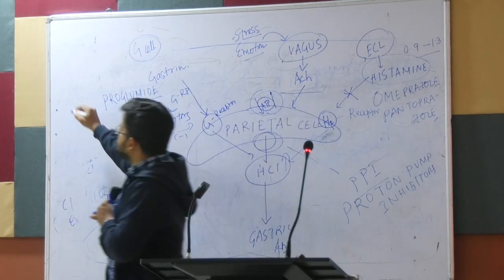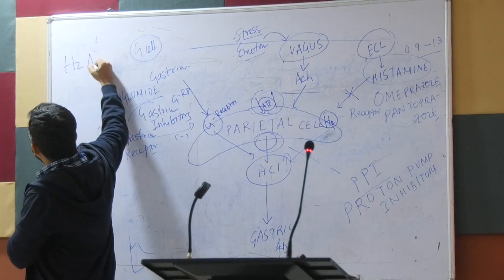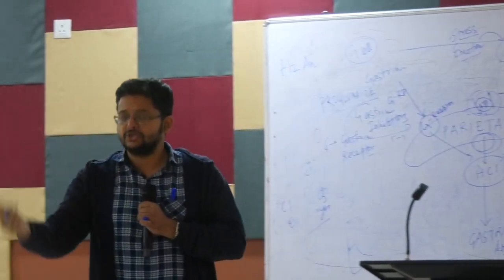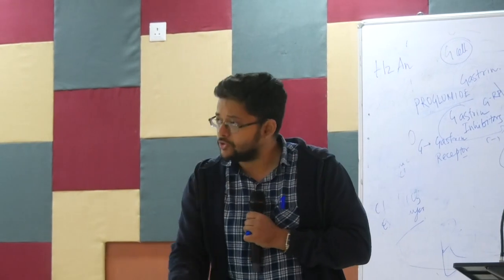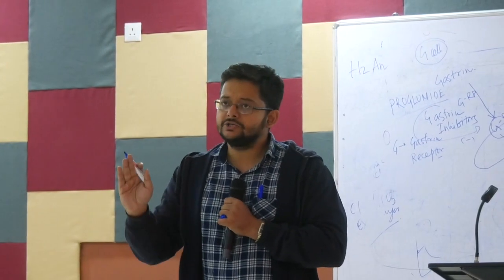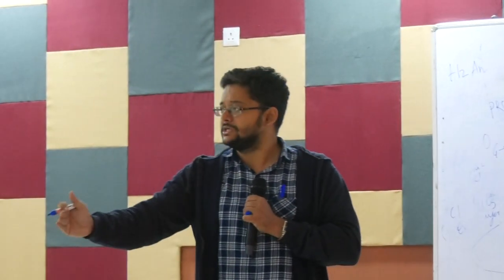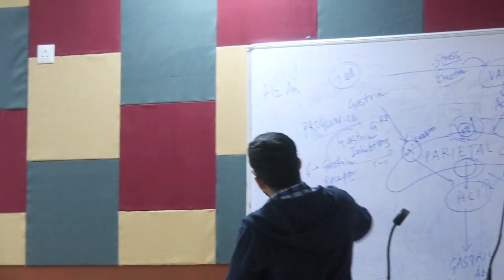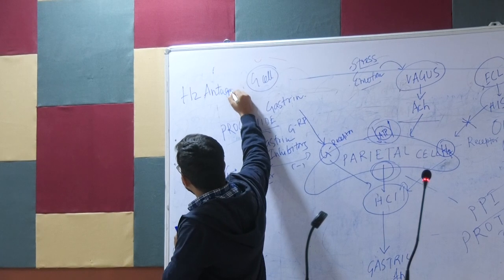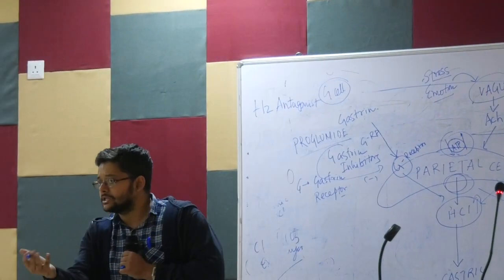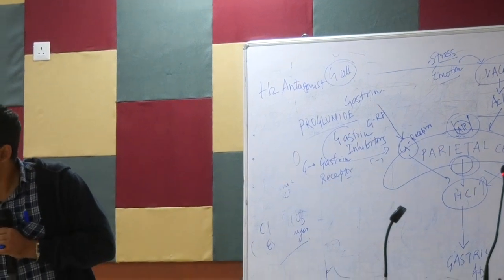Who blocks? There are H2 antagonists. Agonist means which makes the function happen, antagonist means which opposes the function. Everybody understood? Agonist helps to do this function. Antagonist opposes this function. That means agonist is excited, antagonist is inhibited. Clear? So an H2 antagonist will definitely block this H2 receptor. What will it do? It will reduce HCl production.